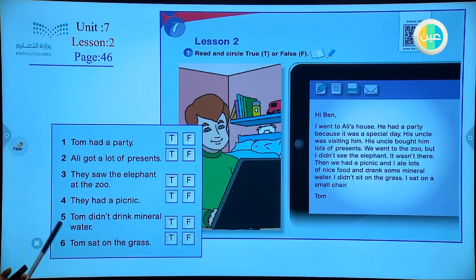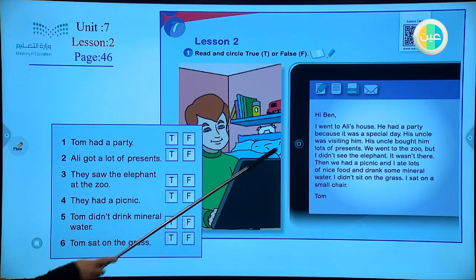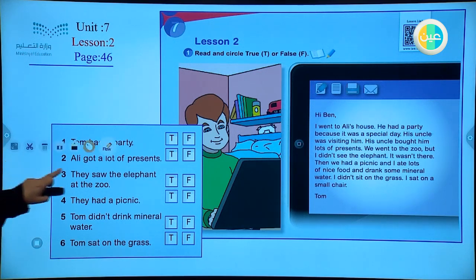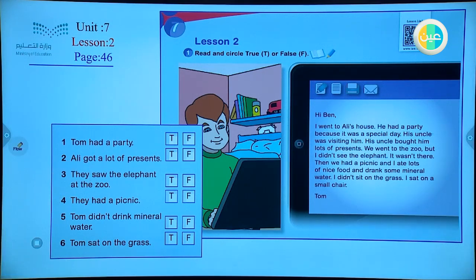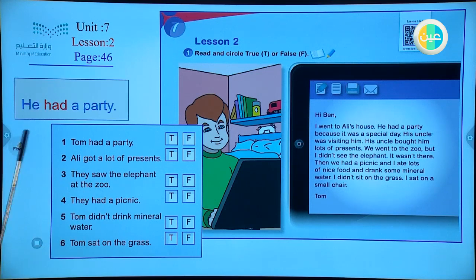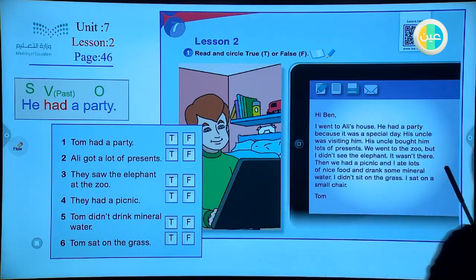We want to read with you the sentences and analyze them: the subject and the verb, and what kind of verb we have, regular or irregular. Remember that we have, all the time, a simple sentence in English: subject, verb in the past, and object. You can see this in the sentences here. Let's start with the first sentence. Hi, Ben. Okay, let's read together.